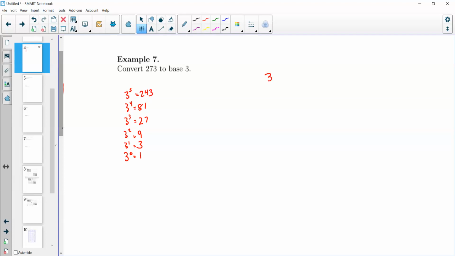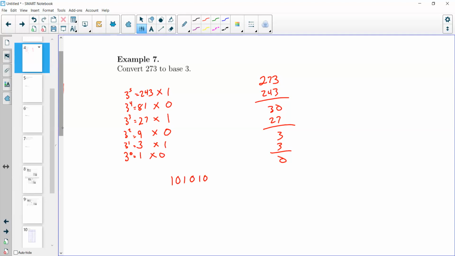Now I have 273. How many times does 243 go into that? Now I have 30. How many times does 81 go into that? Now I have 27. 9. 3. 1. Nothing left over, so I have 1 0 1 0 1 0 base 3.